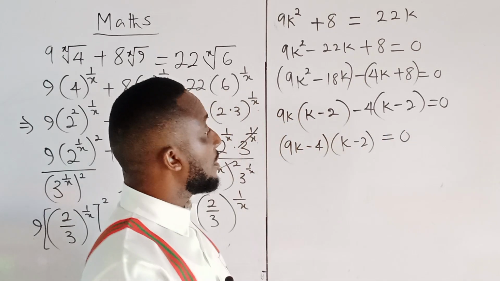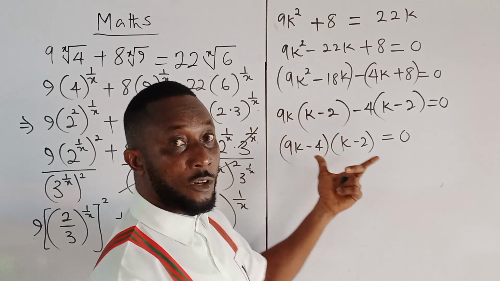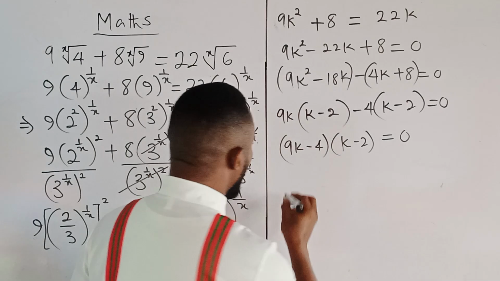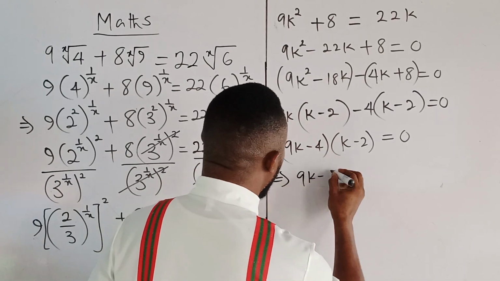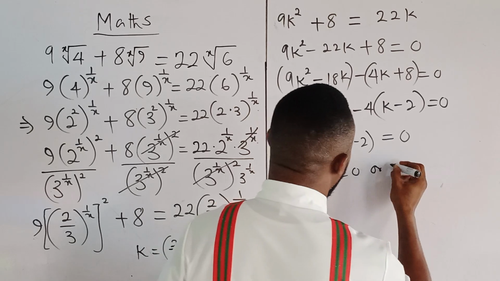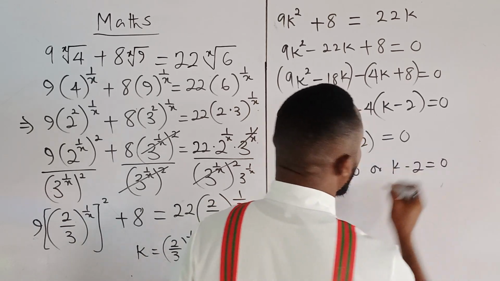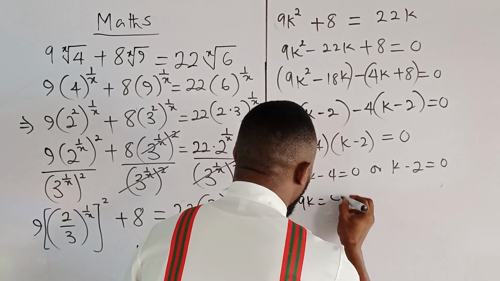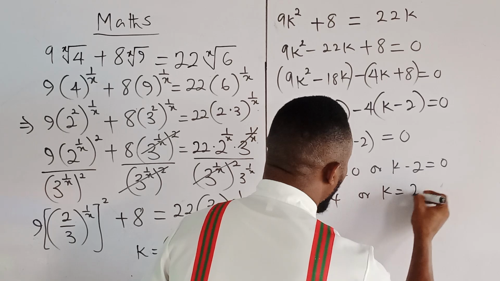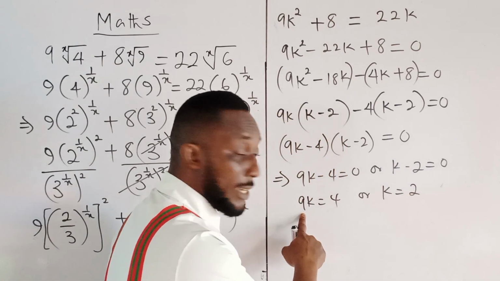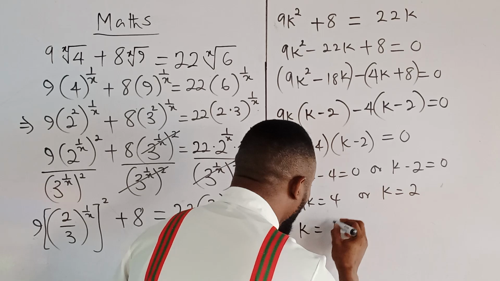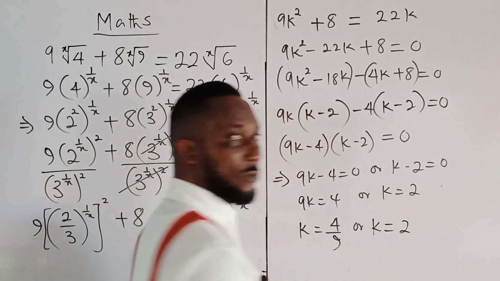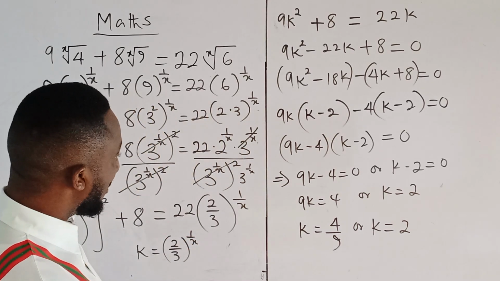I need not do this, but I am doing it for the sake of our audience who are still in high school. So we have that 9k minus 4 equal to 0 or k minus 2 equal to 0, from the zero product property. So here we have 9k equal to 4 or k equal to 2. If I divide both sides by 9, I will have k equal to 4 upon 9 or k equal to 2. So we have done very well.